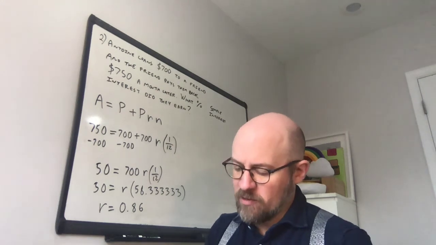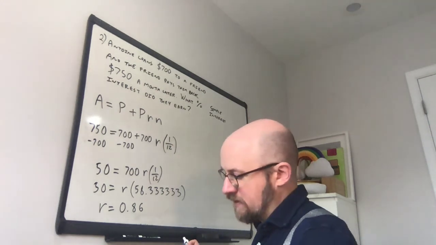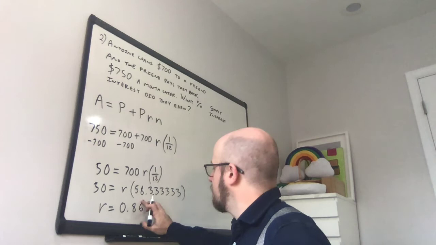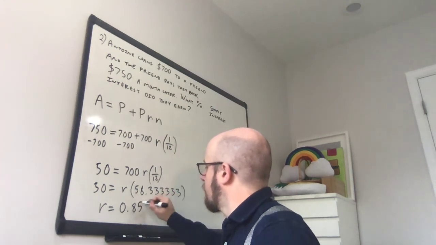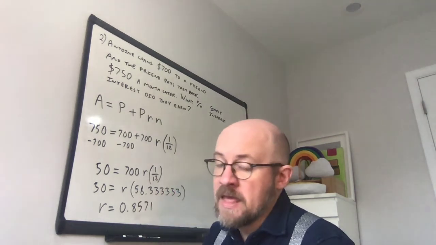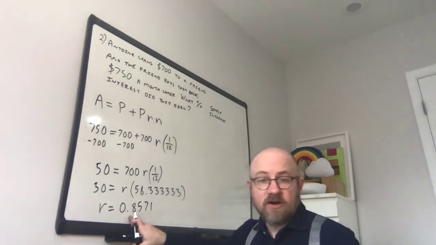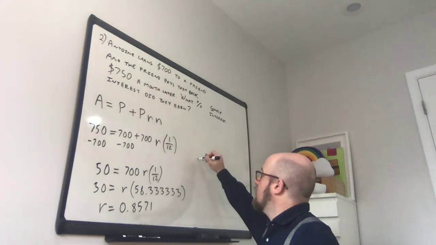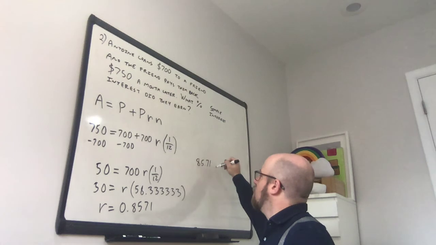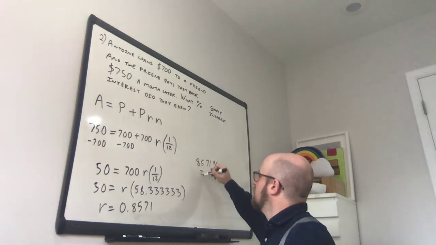So let's not round quite that much. Let's say 0.8571. Okay? And so what we get here is that R is 0.8571. So an 85.71% interest rate.